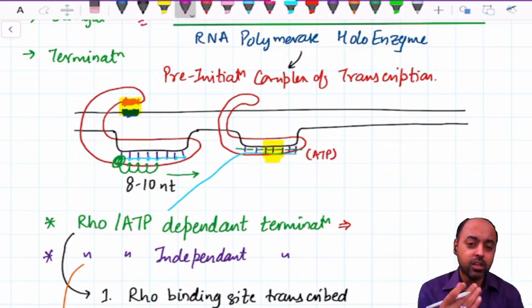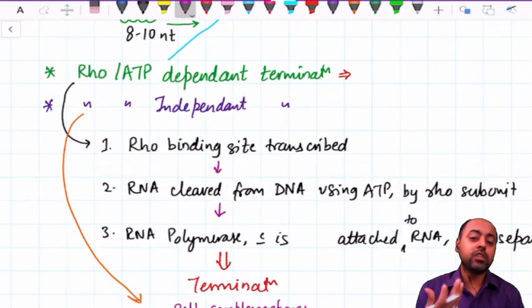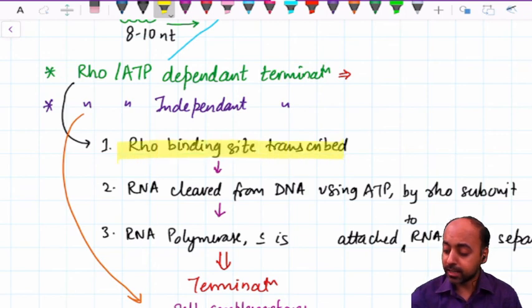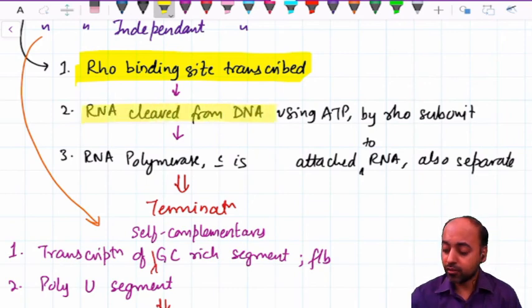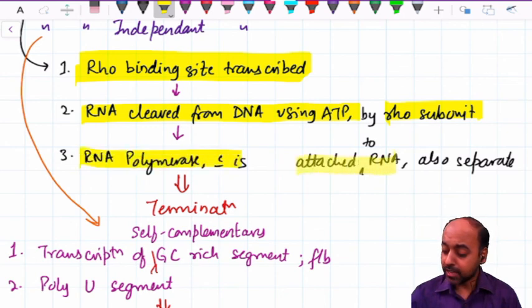The process continues till one of two conditions is fulfilled. The first one, which is also known as the Rho or ATP dependent termination, is initiated with the transcription of the Rho binding site. Once it happens, the Rho which attaches will cleave the RNA from the DNA. The polymerase is attached to the RNA, so the RNA polymerase will separate, and this is the termination.